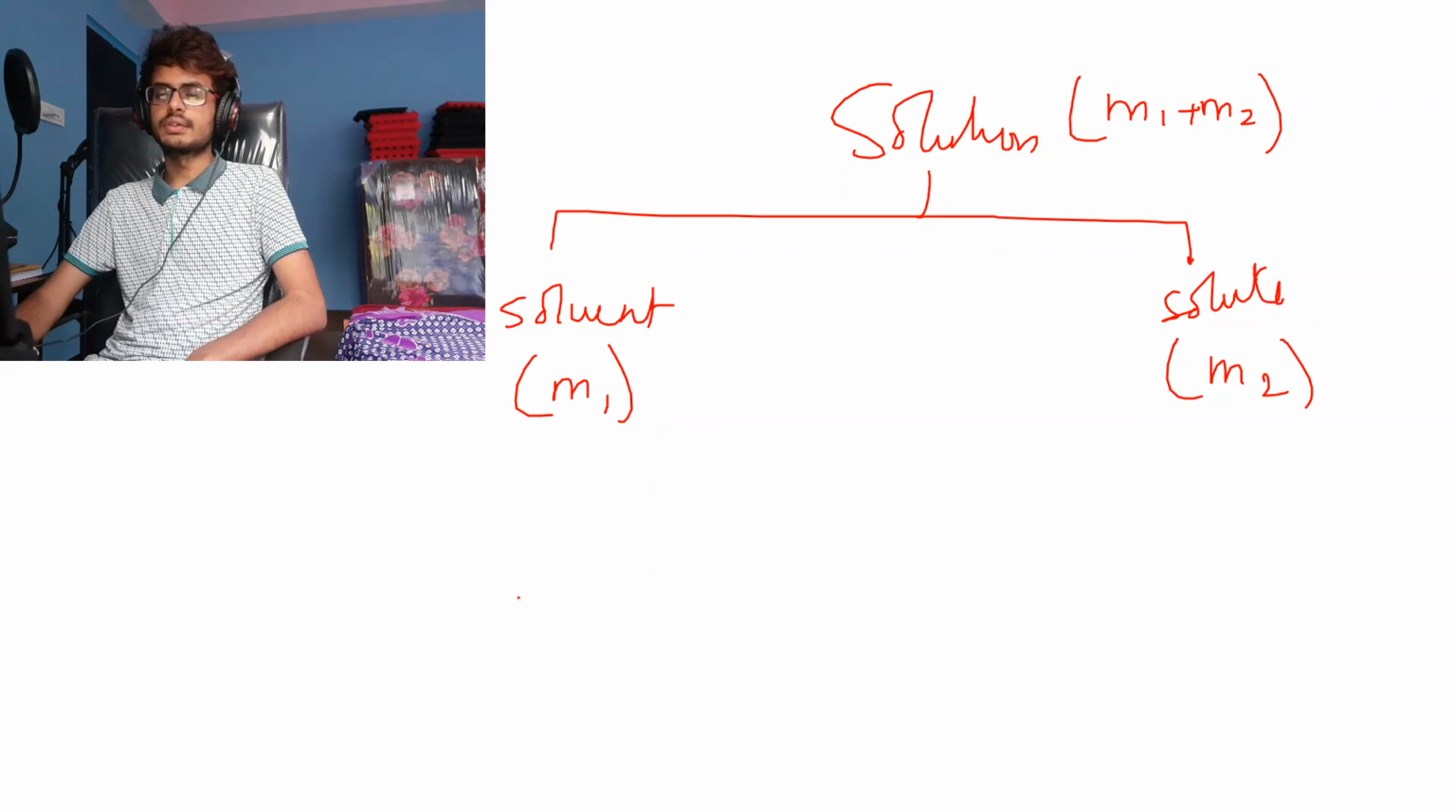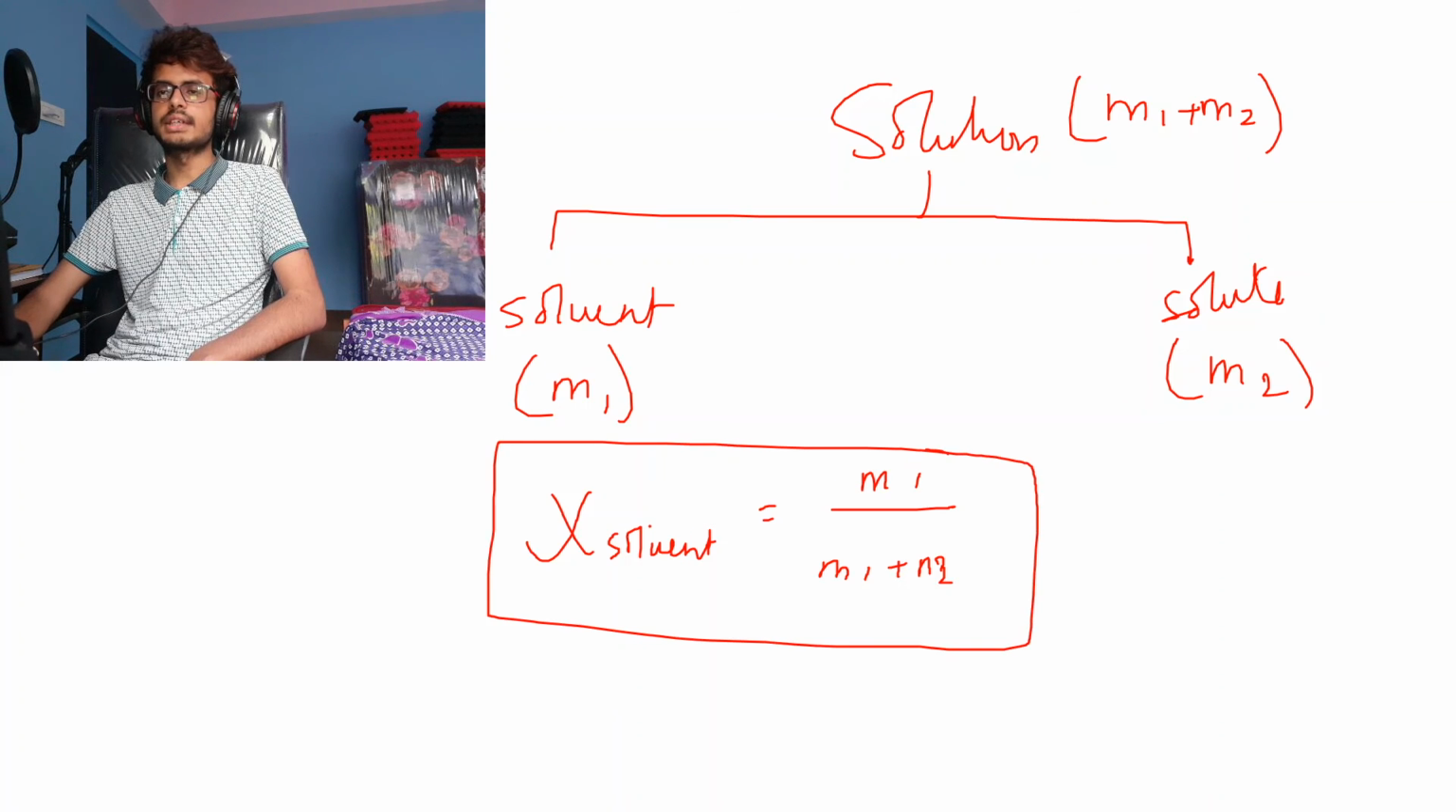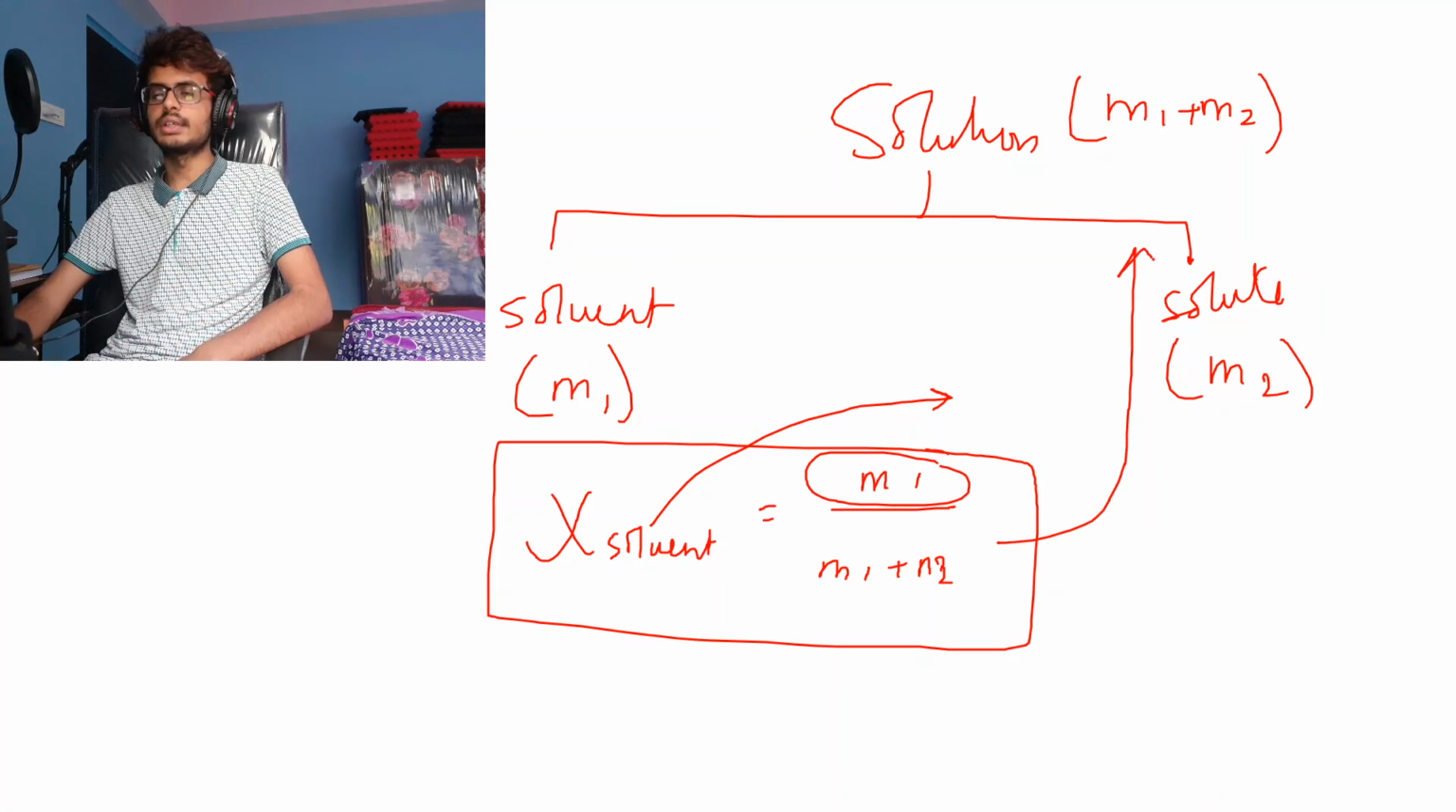Now the mole fraction of solvent, so let's say mole fraction is denoted by this gamma sign or lambda sign, whatever it's called. So this, let's say, mole fraction of solvent is equal to mole of solvent divided by total mole of the solvent and solute together. So this is the mole fraction. So what is the fraction of the mole of solvent present in the solution? So how much of the mole of solvent constitutes or comprises the entire solution?